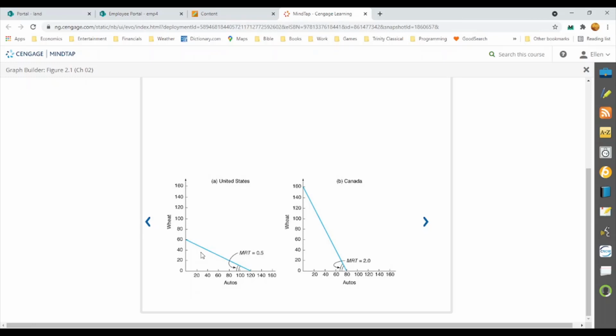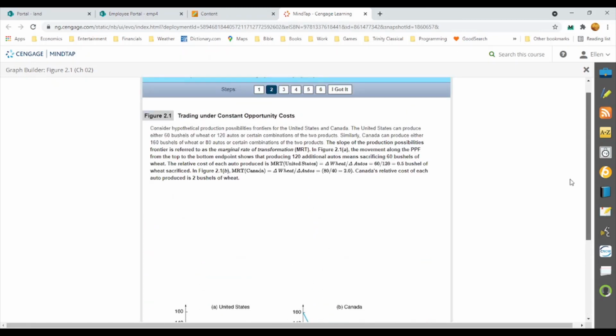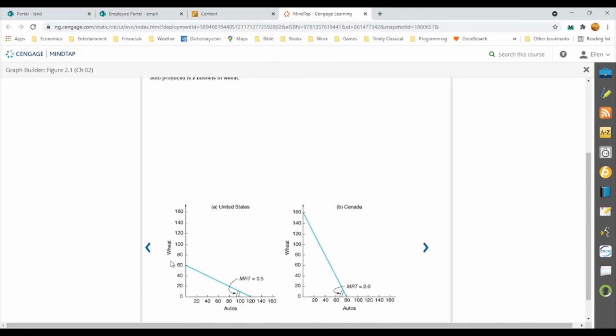What this book is adding is a term called marginal rate of transformation. We didn't use that term, but it's just a fancy way of telling you the slope of the line, and the slope of the line is how many bushels of wheat you give up in order to get autos.